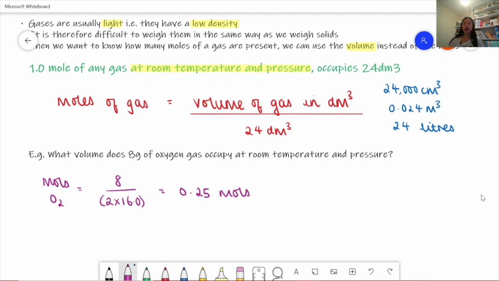And so we must have a quarter of this 24 decimeters cubed, because we only have 0.25 moles. We don't have 1 mole. And so to find the volume of the gas in decimeters cubed, we rearrange this equation that we have with the moles of gas and the 24 decimeters cubed. So it would be 0.25 times 24, and this equals 6 decimeters cubed.